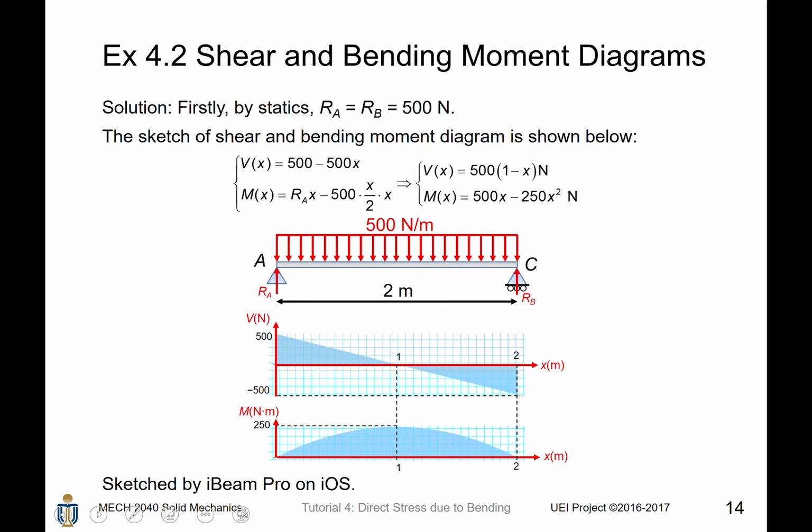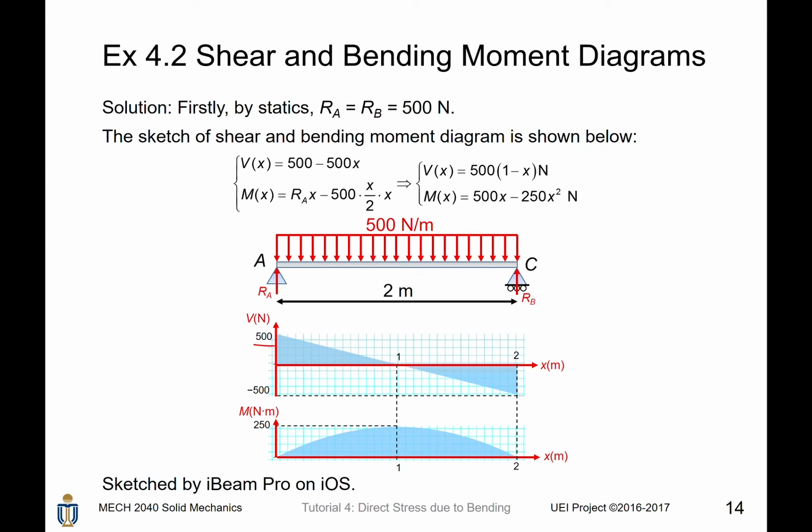Next, we can draw our shear and bending moment diagrams by using those two equations. So for this equation, it is linear. At x equals 0, it is 500. At x equals 2, it is minus 500. Then you can just draw this straight line like this to get this shear force diagram.